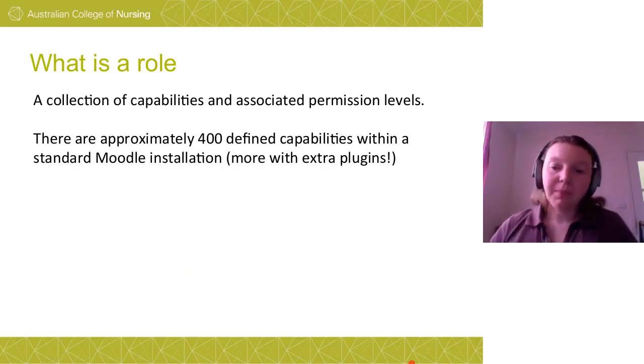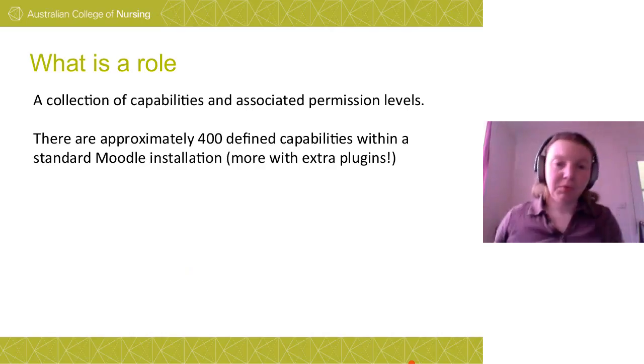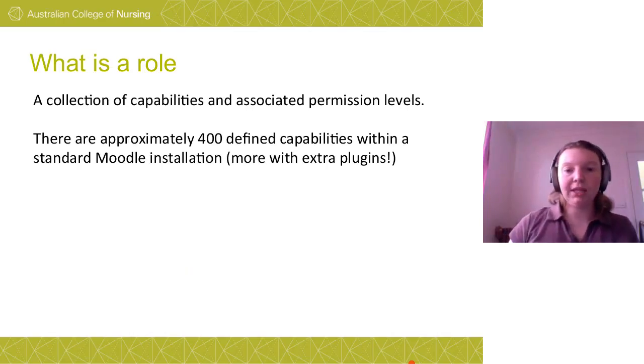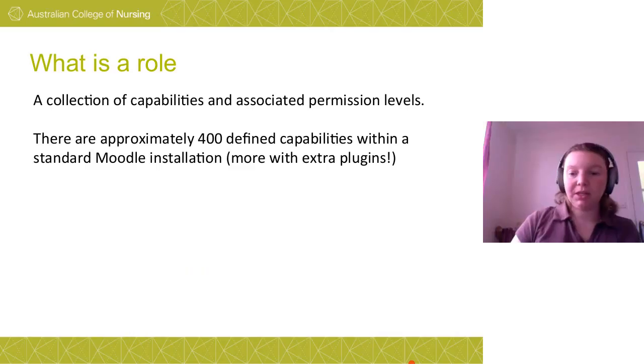So I've been talking about assigning roles in context, but we kind of need to understand what a role is. And at a technical level, it's a collection of capabilities and associated permission levels. So a capability is a thing you can do. Permission level is the level at which you can do it.